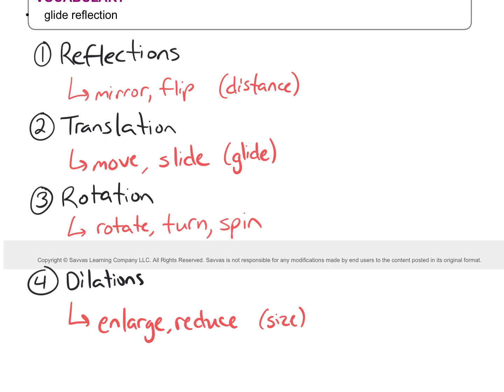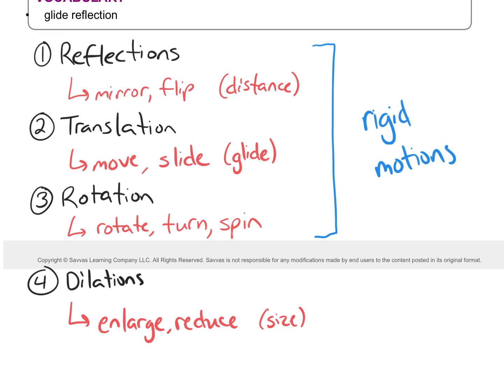Which one is kind of the oddball out? Dilations, why? Right. Dilations changes the size. What were the 2 words that defined preserving shape and size? Rigid motion. So this 1 through 3 right here, these 3 are considered rigid motions. So those 3 can kind of be grouped together.